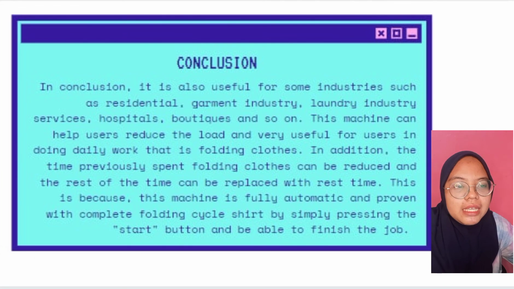In conclusion, it is also useful for some industries such as residential, garment industry, laundry service industry, hospitals, boutiques, and so on. The machine can help users reduce the load and is very useful for users in doing work that is holding clothes. In addition, the time previously spent folding clothes can be reduced and the rest of the time can be replaced with rest time.